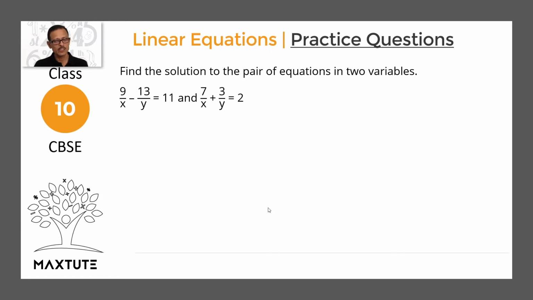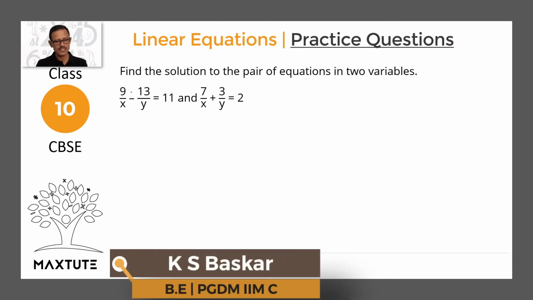CBSE Class 10 Math additional practice question from the chapter A Pair of Linear Equations in Two Variables. Find the solution to the pair of equations in two variables 9 by x minus 13 by y equals 11 and 7 by x plus 3 by y equals 2.